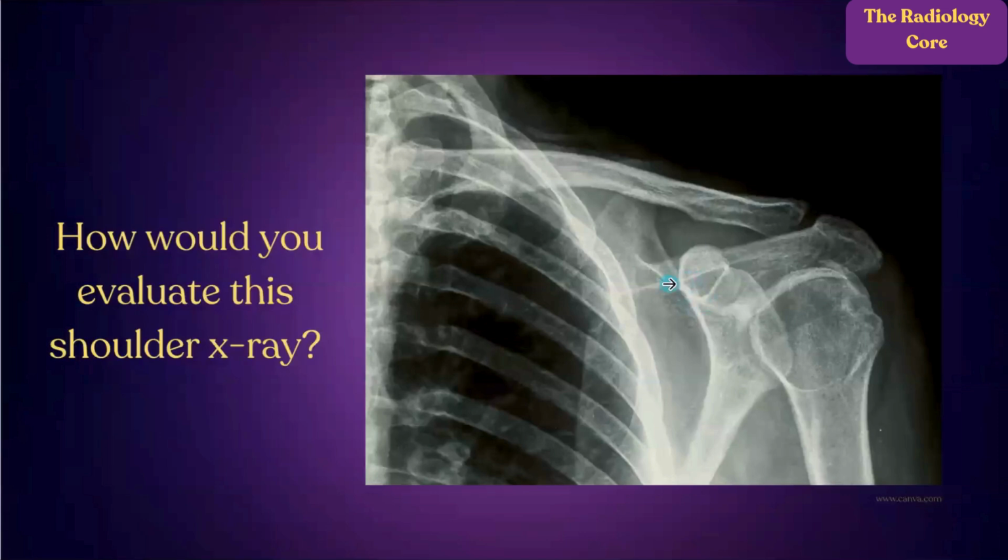So again, we want to just make sure that our centering is 1 inch inferior to the coracoid process, which is seen here. We want to make sure our centering is there. Overall, that would probably give us a better image quality, better diagnostic image, and overall better x-ray.